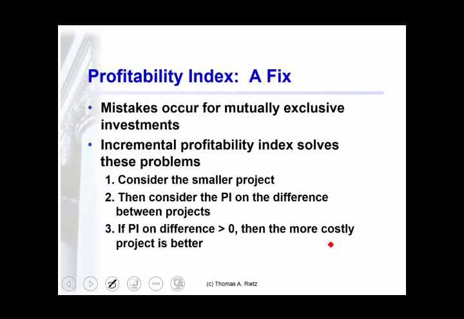What you do with the Incremental Profitability Index is you consider both of the projects first. If either one of them is negative Profitability Index, well then you get rid of it. Then you consider the incremental investment required to move from a small project to a large one, and ask if the investment of those additional dollars is profitable. If it is, then you go for the larger project.